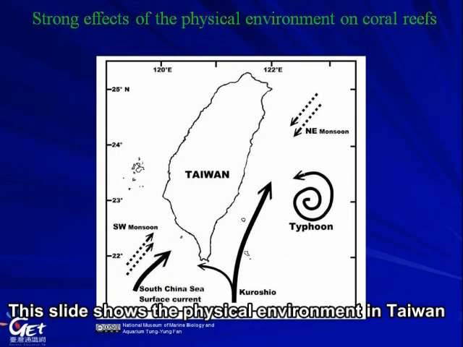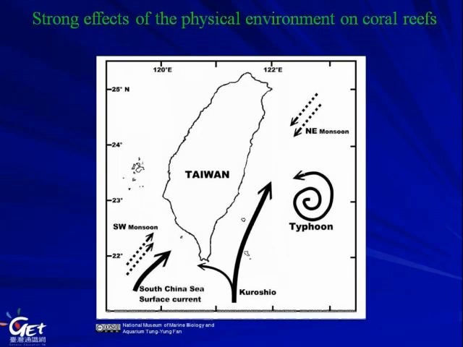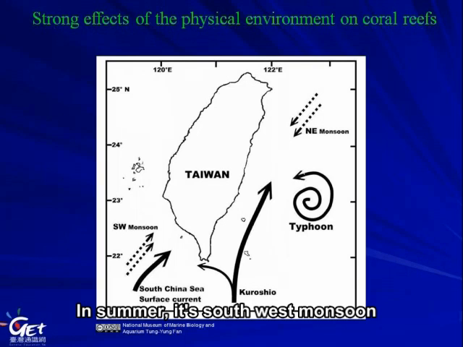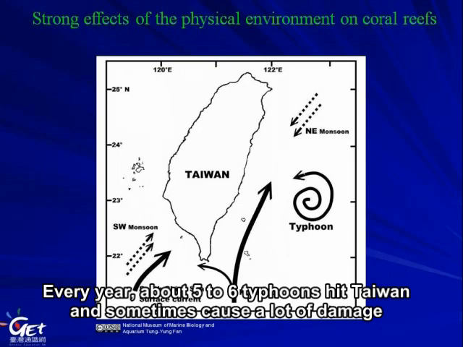This slide shows the physical environment in Taiwan. We have a strong monsoon season. In winter, it's the northeast monsoon, and in summer, it's the southwest monsoon. We also have typhoons. Every year, about 5 to 6 typhoons hit Taiwan, and sometimes cause a lot of damage.